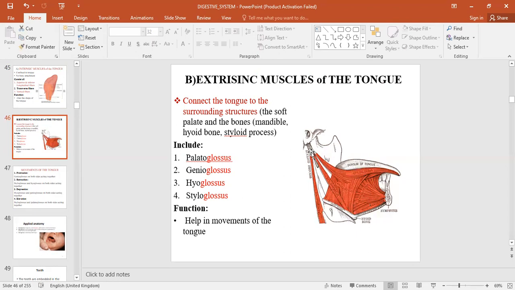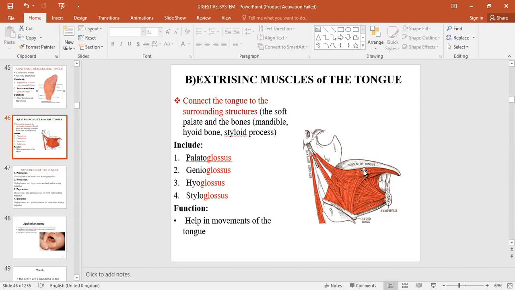The last one is the styloid process. So if you touch your earlobe, the lower part of the earlobe, then below that, there's this depression behind the jaw. That's where there's a sharp bone known as a styloid process. There's a muscle that comes from there to go into the tongue, this muscle here. So that muscle is called styloglossus.